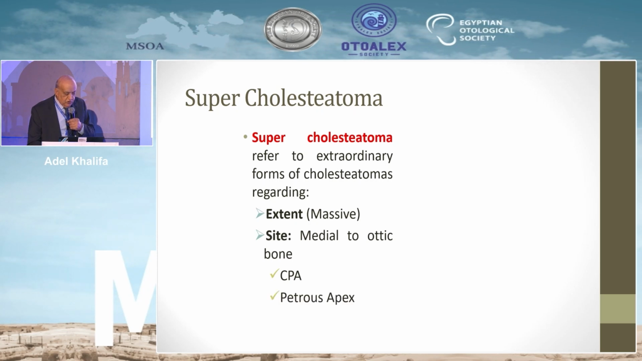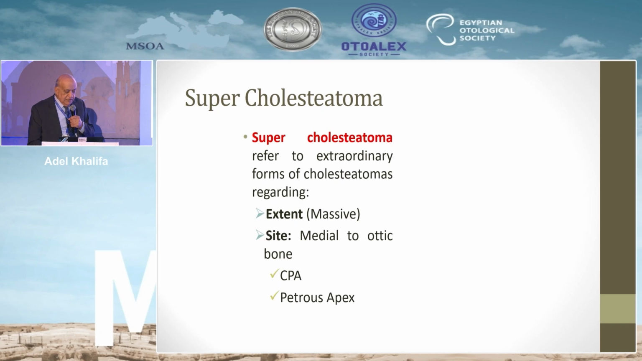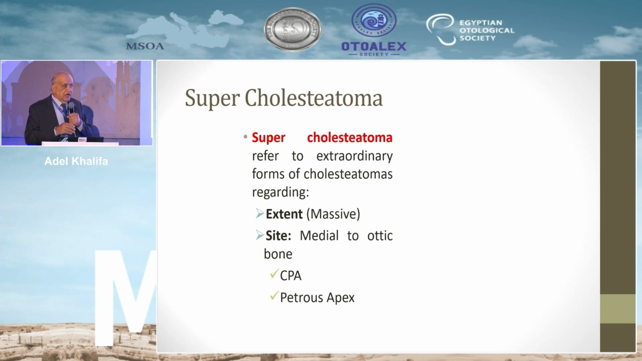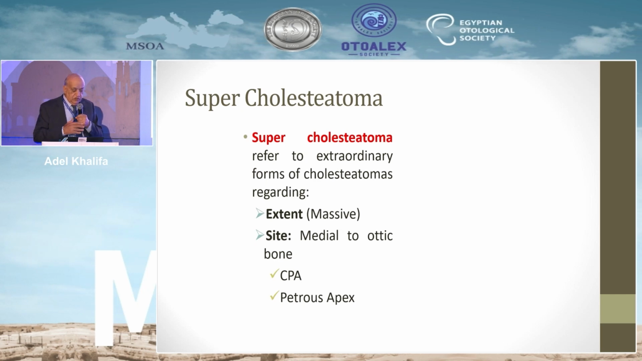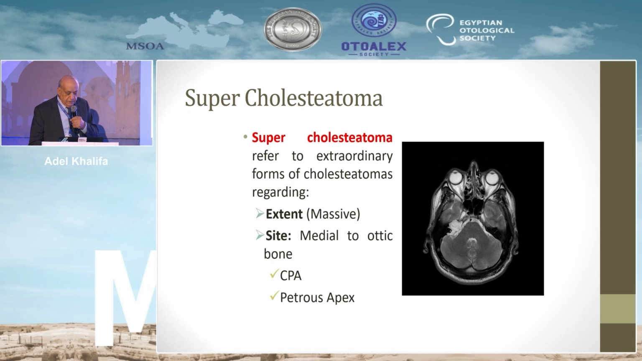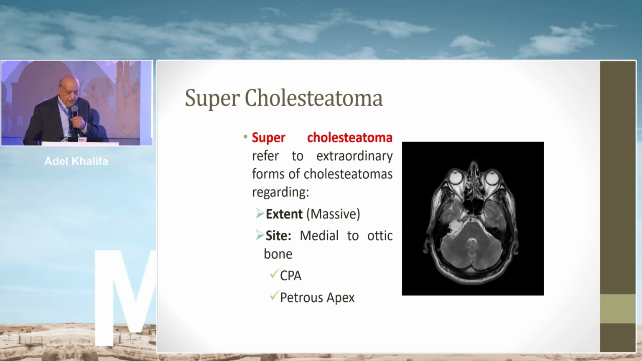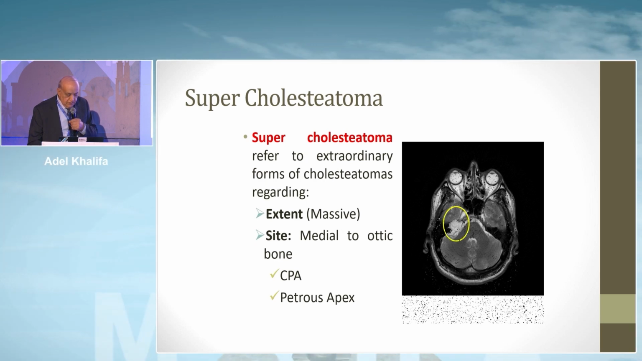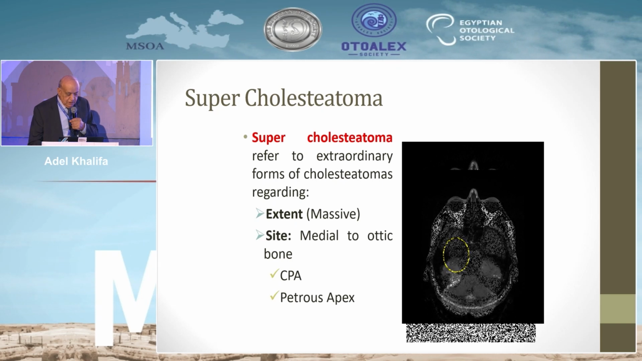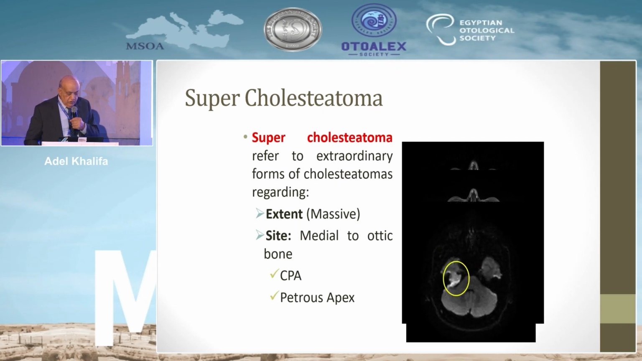Super cholesteatoma may also be present in the petrous apex. The petrous apex cholesteatoma may be primary in the petrous apex or secondary to a big cholesteatoma lateral to the otic capsule. This MRI shows a T2 hyperintense shadow in the CP angle. This one, the same after T1, the same after T1 with gadolinium, diffusion MRI.